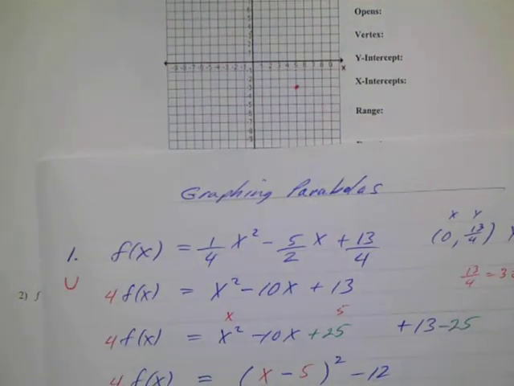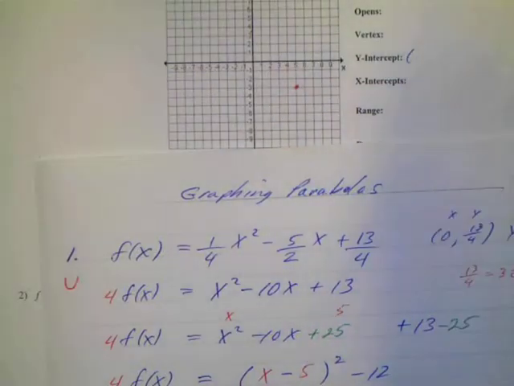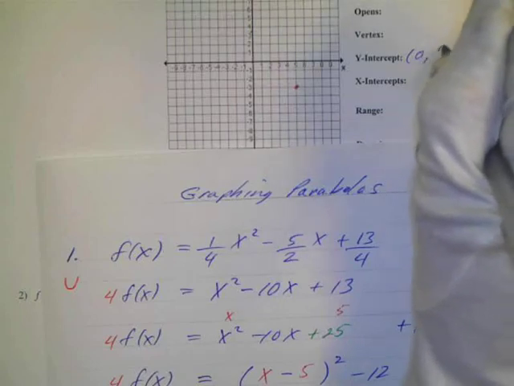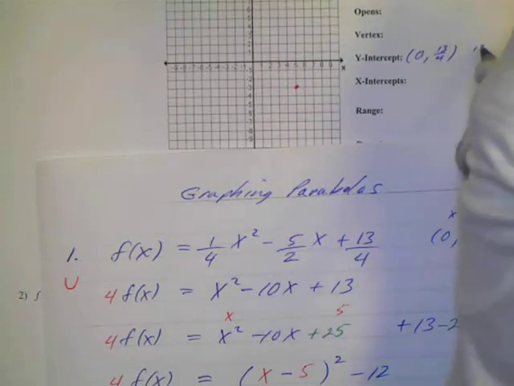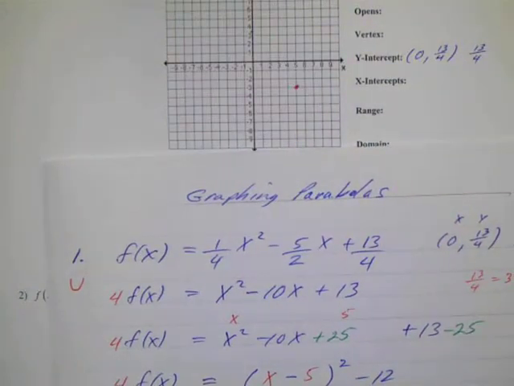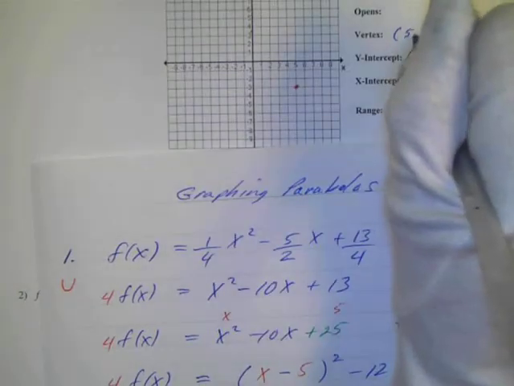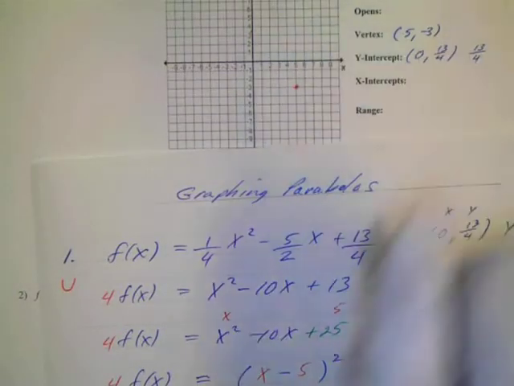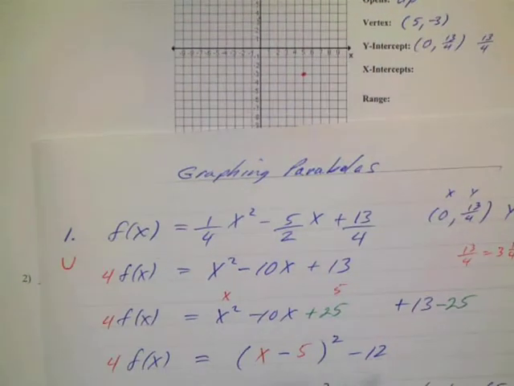Now let's see if we can find the x-intercepts. So that's the y-intercept. We already found the y-intercept, and I'd just like to put the point down 0, 13 over 4. This is actually the intercept 13/4. But I like to put the point down. Now the vertex we just found, that's going to be 5, -3. And it opens up because it's shaped like a U, so we can answer a lot of these questions.